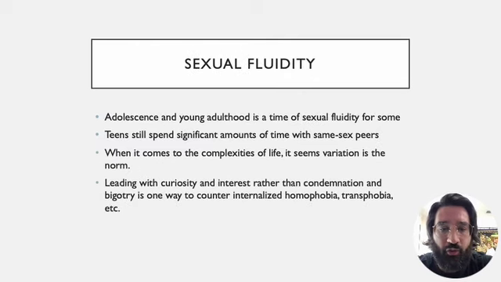So let's talk a little bit here about sexual fluidity. We observe typically that adolescence and young adulthood is a time of sexual fluidity for some individuals. Teens still spend significant amounts of time with same-sex peers. And this is where young middle schoolers, young teenagers can begin to experiment sexually with same-sex peers. It's not really terribly uncommon. It doesn't happen in all cases. It's not necessarily something that we observe in all teenagers, but it does seem to appear across different cultures and across different places.